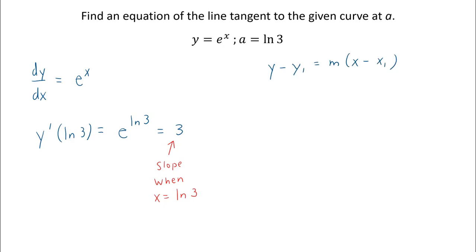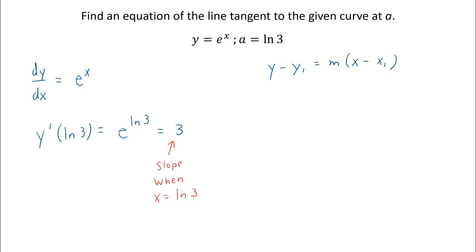We'll use the point-slope form of a line to do that. To use this, however, we have to have a point on the line, and we have to have the slope of the tangent line. Well, we have the slope of the tangent line, that's 3. And we have an x-coordinate on the line, which is ln of 3. But we need a y-coordinate to go with that. We get the y-coordinate by substituting the x-coordinate into the original function.